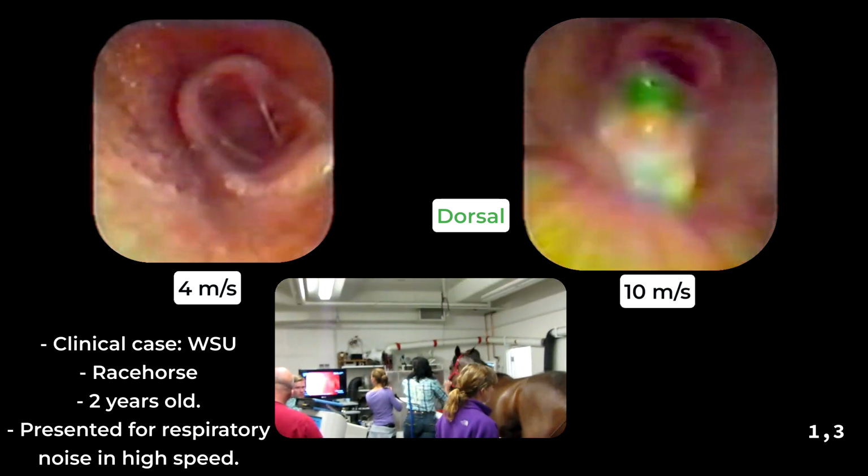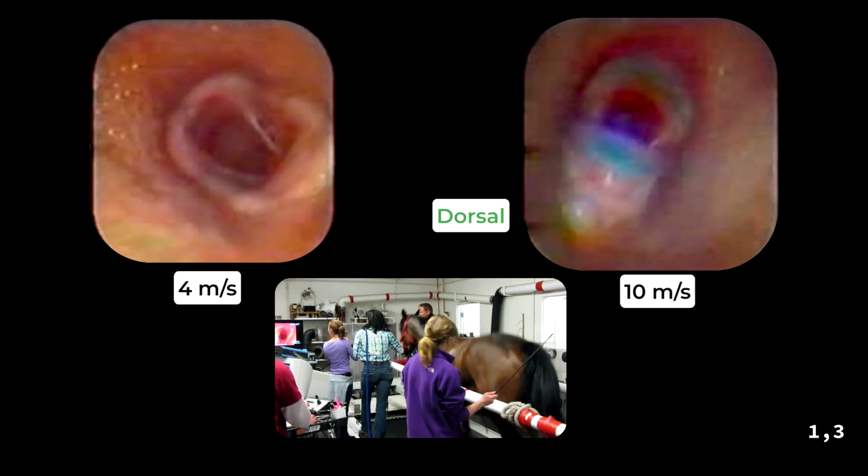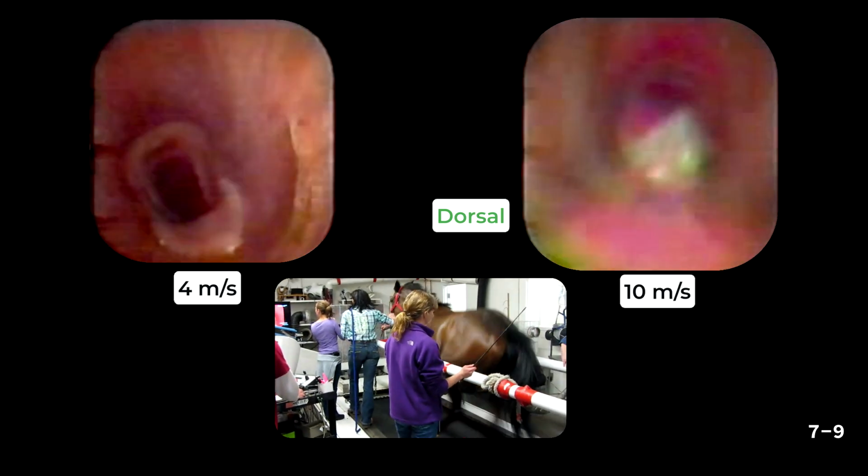Note that the cyst is not as visible on the first image, but becomes evident on the second. Note that the speed of the horse is important in this evaluation.